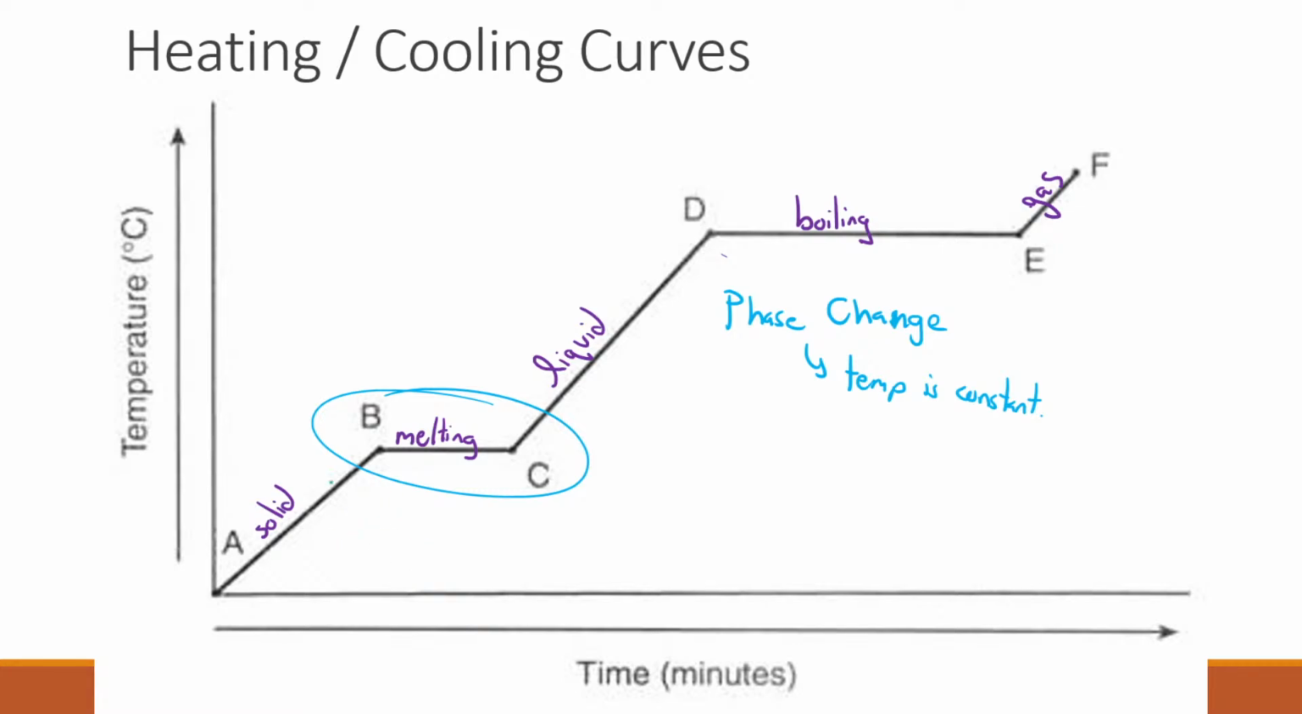But now let's think back to some of the stuff we talked about in our previous video. We talked about how temperature is another word for average kinetic energy. So we can say that the temperature is constant. We could also say that the kinetic energy is constant.